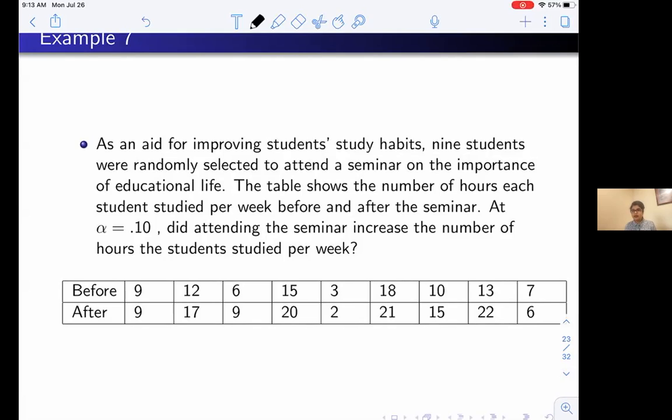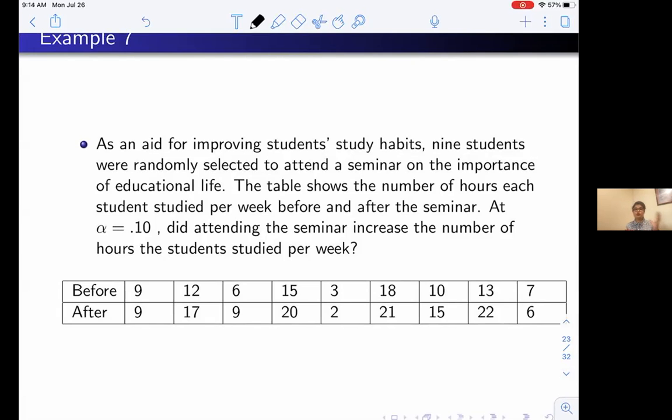So now we are in our fourth type. It's not a Z-test, t-test, or proportion, but a paired data test. So what is it? We have some group, and we do some kind of experiment on that group.